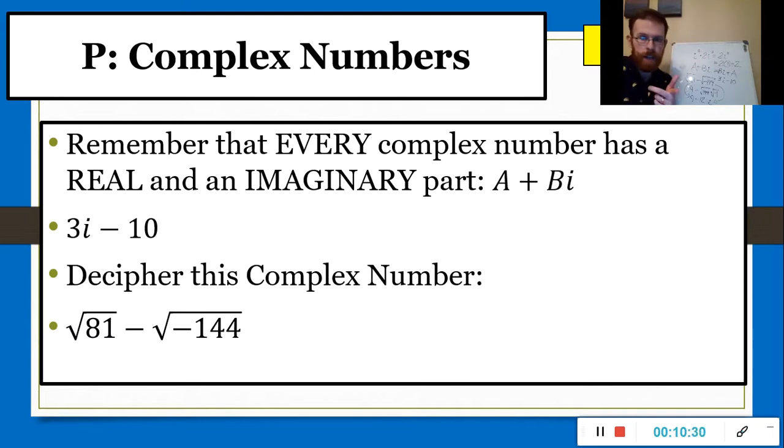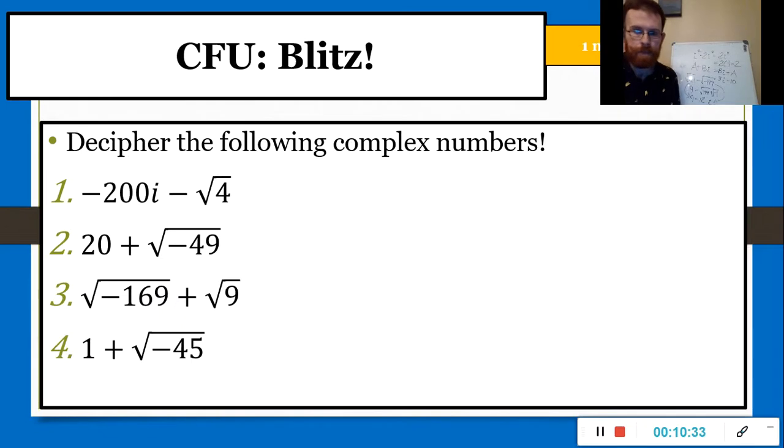Moving on, check for understanding. Now this is a blitz. Once again, I'm going to pause the video, see what you can write these down as. Or see what these can be written as in their complex forms. Remember, a plus bi. Now for this first one, negative 200i minus the square root of 4. That's pretty simple. Square root of 4 is 2, and then you could just move the minus 200i to the back. You have your a plus bi, just your plus is now a minus.